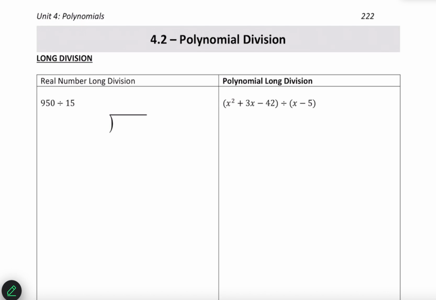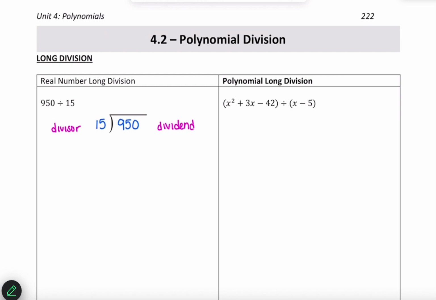It's called long division. Let's start with the left side. How do I divide real numbers using long division? If I ask you to do 950 divided by 15, how would you do it? You might recall from elementary school that you would put the divisor, which is 15, on the outside, and you would put 950, which is the dividend, on the inside. Some quick vocab: whatever we are dividing by, that's our divisor, and what we're dividing, that's our dividend.